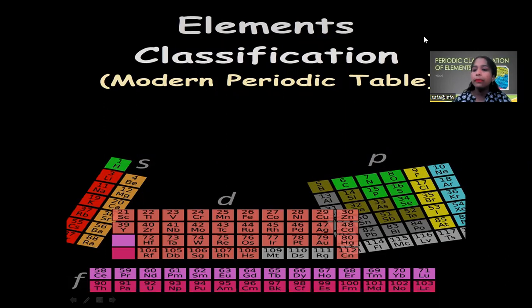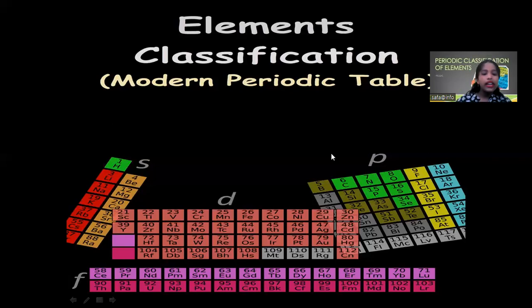What do you mean by modern periodic law? Modern periodic law means the periodic functions are electronic configuration and atomic number. In Mendeleev's law, it is based on atomic mass. The horizontal rows are called periods, and there are 7 periods. Vertical columns are called groups. There are 18 groups in the long form.